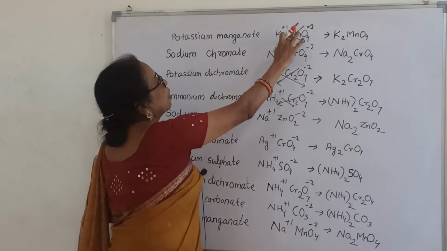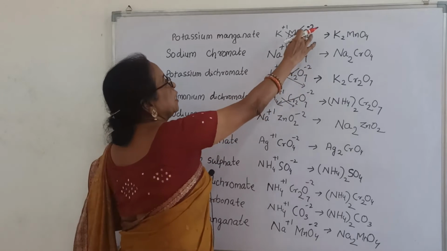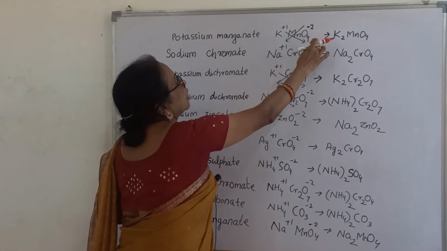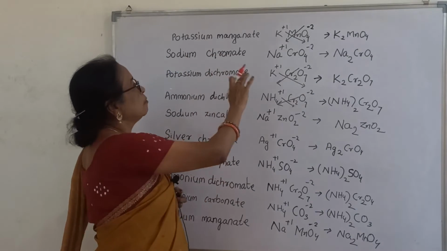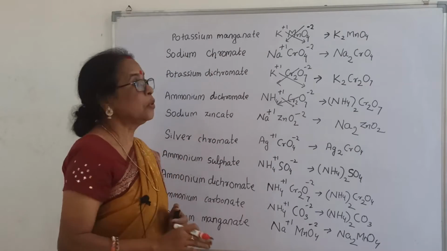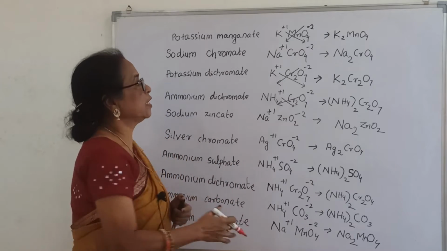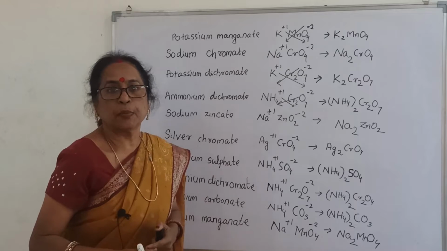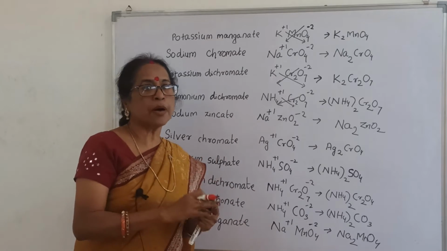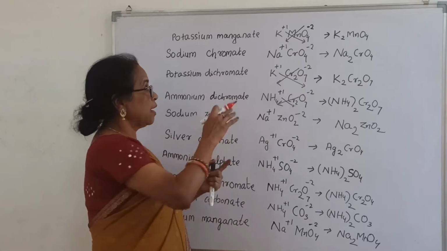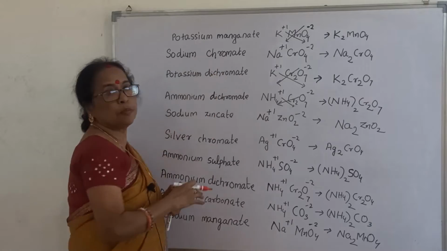So here K plus 1, MnO4 minus 2. So I told how to write: 2 will come here and 1 will go there. Now see, K2MnO4. Potassium manganate is K2MnO4, whereas potassium permanganate is KMnO4. See here, it is K2MnO4 and permanganate KMnO4, because for permanganate the charge is minus 1, whereas for manganate the charge is minus 2.